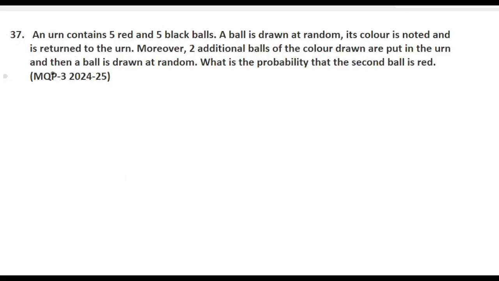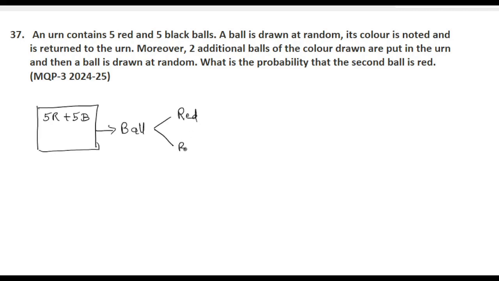This question is taken from the Mathematics Model Paper 3 of 2024-25. An urn contains 5 red and 5 black balls. That means there is a bag which contains 5 red and 5 black balls. Now a ball is drawn at random. From this, a ball is drawn at random and the color of the ball is noted. So the color of the ball can be red or black.